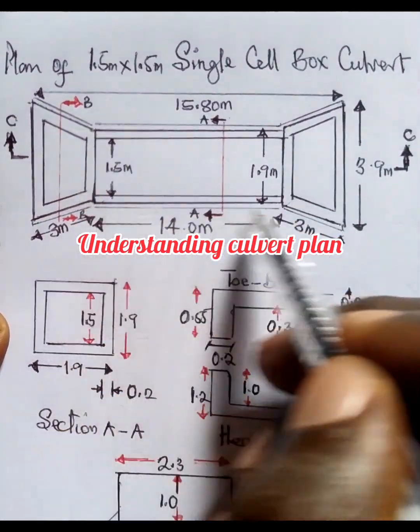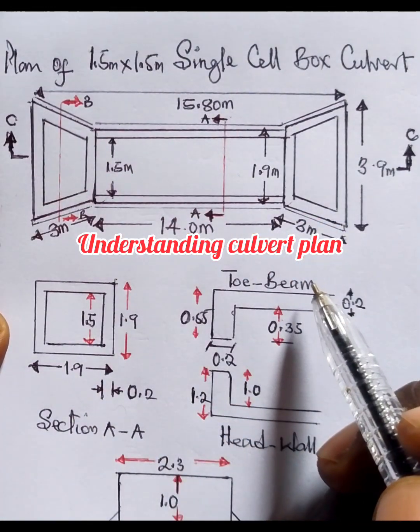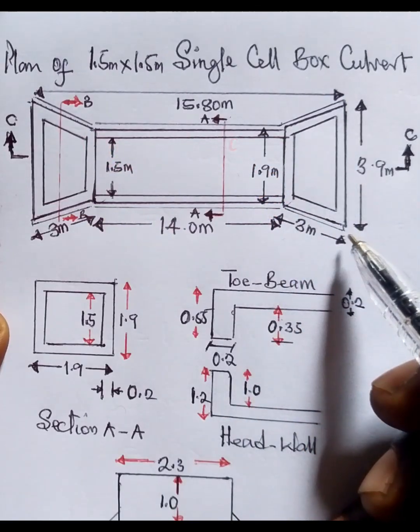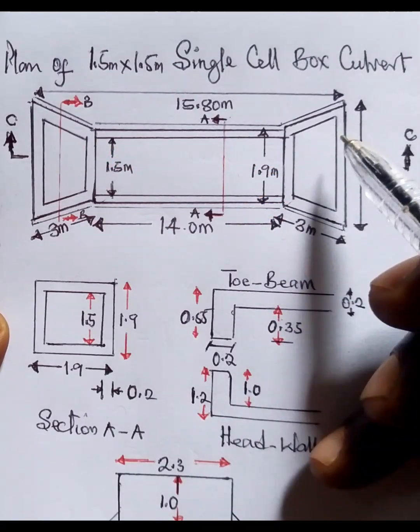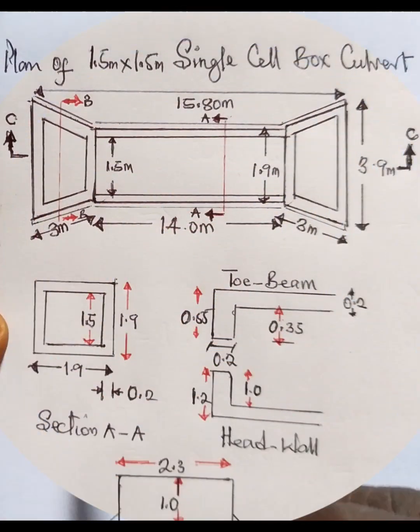Here is the body of the cell. This is a 1.5 by 1.5 single cell box culvert. This is the body of the cell. Here are our outlets containing the wing wall, apron and so on. Now let us take cross sections to see more details about this culvert.